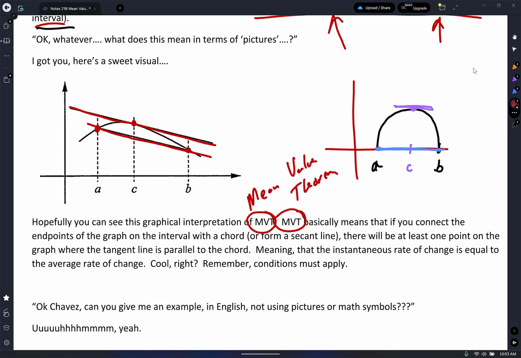It means that if you can connect the endpoints of the graph interval with a chord or form a secant line, there will be at least one point on the graph where the tangent line is parallel to the chord. Chord means that, right? Meaning that the instantaneous rate of change is equal to the average rate of change. Cool, right? Remember, conditions must apply.